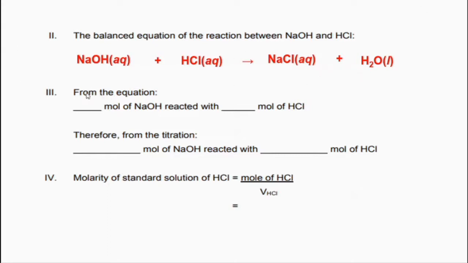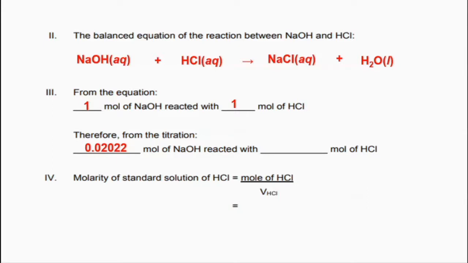And then from the balanced equation, we know that 1 mole of sodium hydroxide reacts with 1 mole of hydrochloric acid. So it means that if we have 1 mole of sodium hydroxide, for this reaction to reach the equivalence point, 1 mole of hydrochloric acid is needed to produce sodium chloride and water. But we don't have 1 mole of sodium hydroxide. The amount that we are using in this titration was just 0.02022 moles of sodium hydroxide.